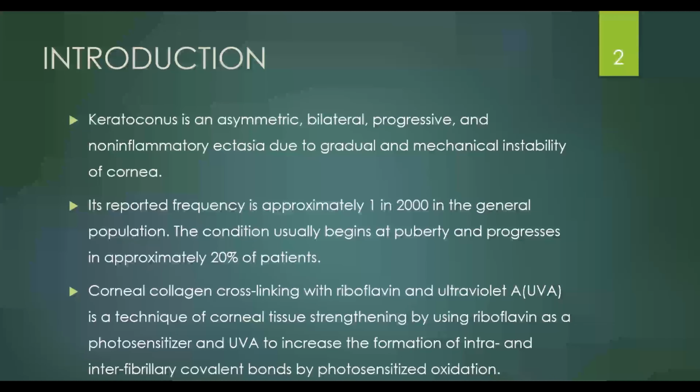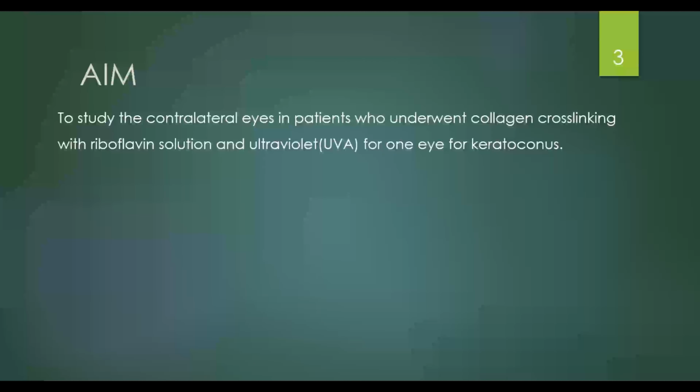Corneal collagen cross-linking with riboflavin and ultraviolet A is a technique of corneal tissue strengthening using riboflavin as a photosensitizer and UVA rays to increase the formation of intra and interfibrillary covalent bonds by photosensitized oxidation. The aim of this study was to study the contralateral eyes in patients who underwent cross-linking with riboflavin solution and ultraviolet light for one eye for keratoconus.